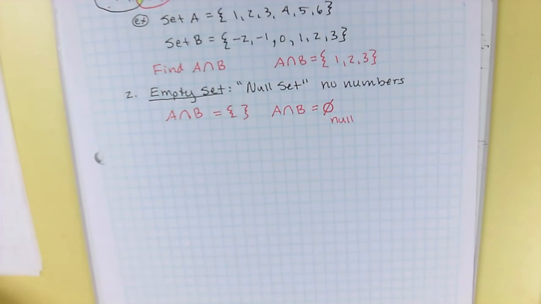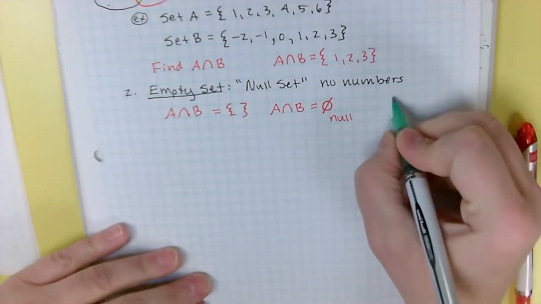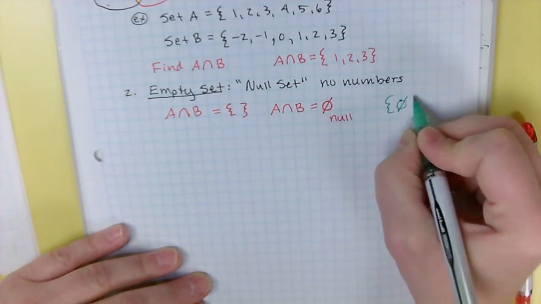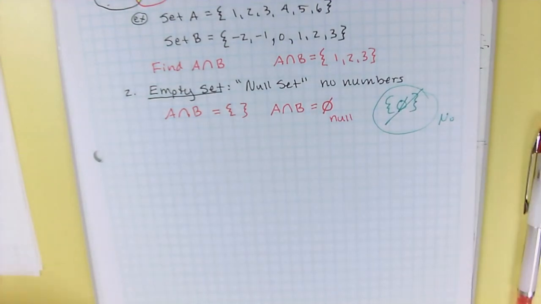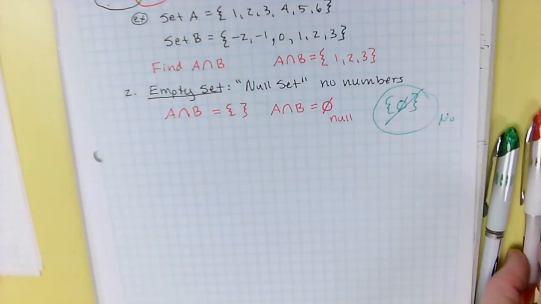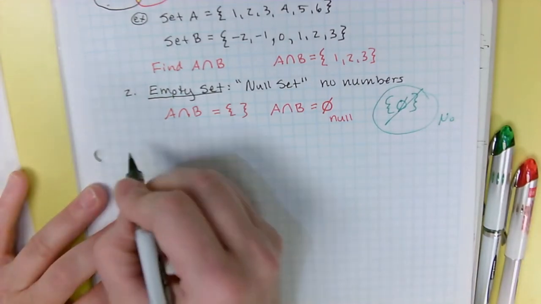The one thing you can't do is combine this and this. So you can't have braces with a null inside it. It has to be one or the other. Okay, so an intersection is the set of all numbers they have in common.